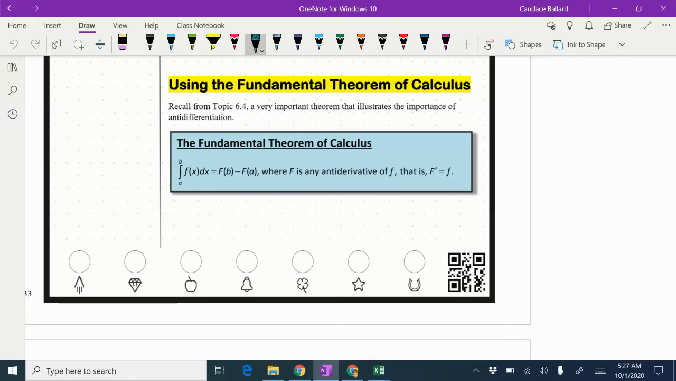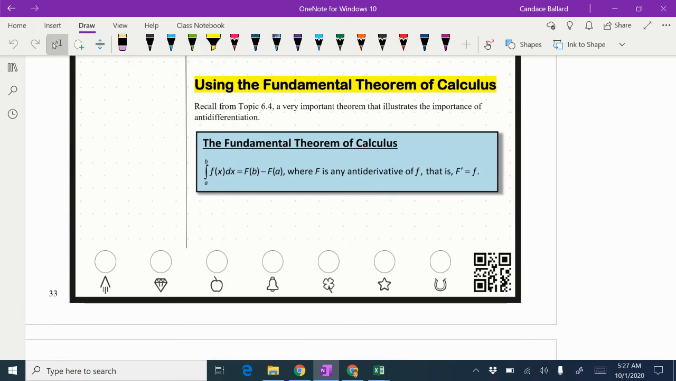Hello, AP Calculus. We are going to continue our work on topic 6.7 and 6.8, and we are starting at the bottom of page 33 with using the fundamental theorem of calculus. Recall from topic 6.4 a very important theorem that illustrates the importance of antidifferentiation. This is what we call the fundamental theorem of calculus. This is basically our definite integral theorem. It tells us that when we have integration from a value a to a value b, we get the antiderivative, and we plug the b value in and subtract the a value plugged in.